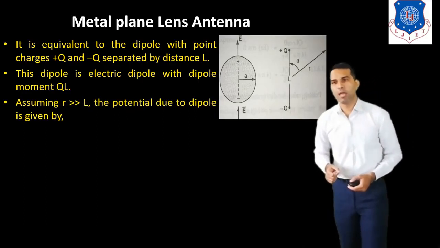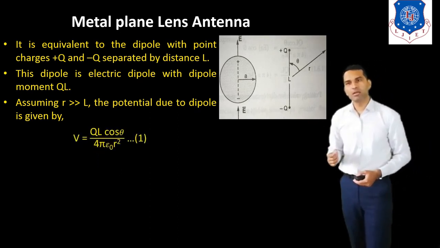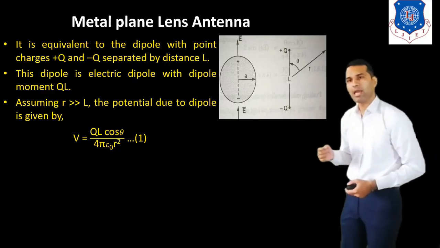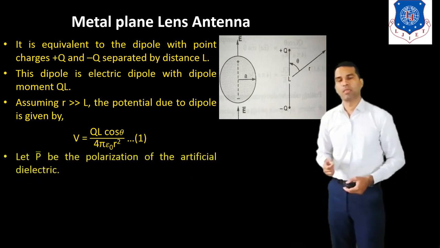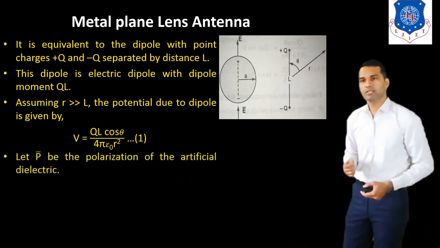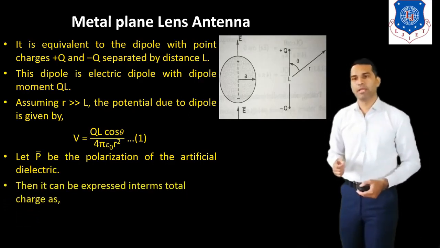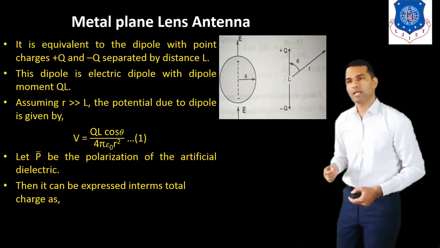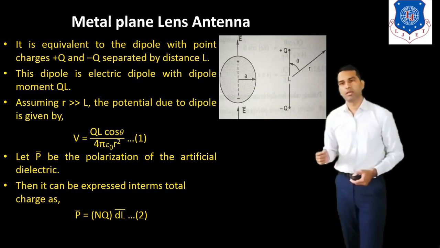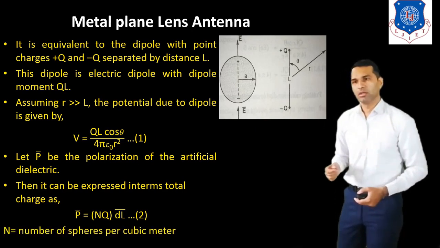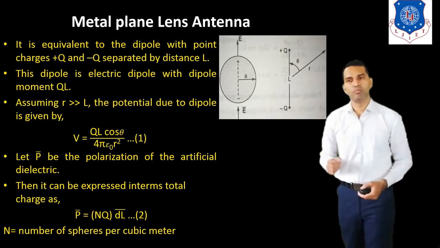The potential due to the dipole is given by V is equal to q l cos theta upon 4 pi epsilon 0 R square. So this is the equation for the potential of the dipole. Now let P be the polarization of the artificial dielectric. Then it can be expressed in terms of total charges as P is equal to N q into dl. Here N indicates the number of spheres per cubic meter.